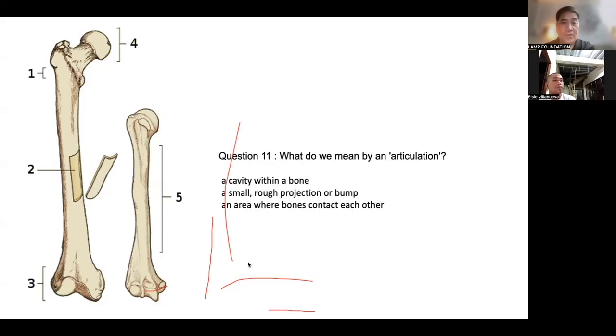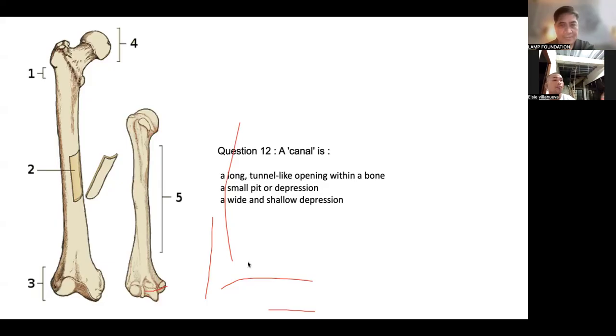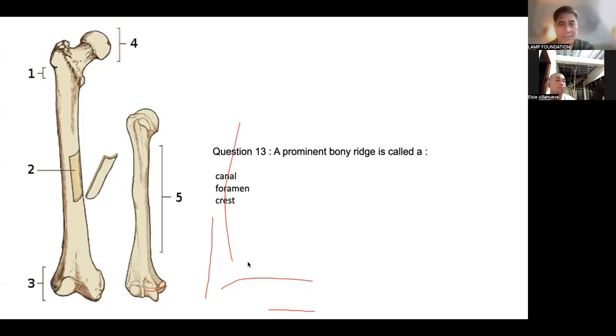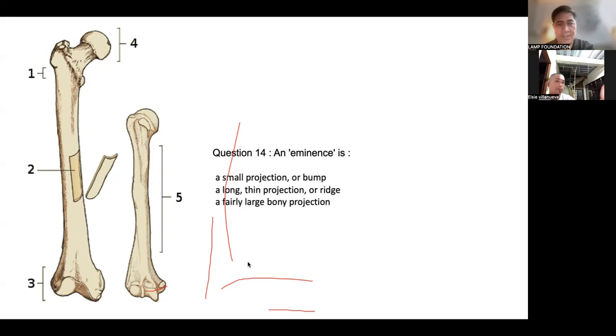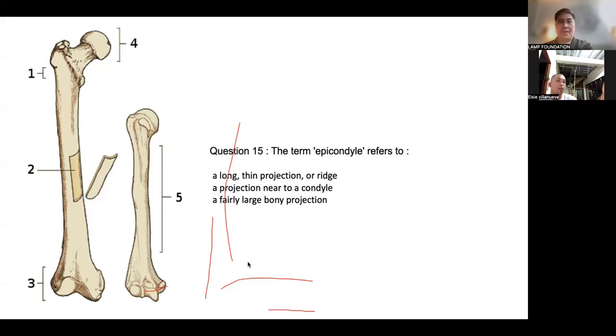The area between the head and shaft of a long bone is the neck. What do we mean by articulation? An area where bones contact each other. Canal: a long tunnel-like opening within a bone. Prominent bony ridge: crest. Eminence: the small projection or bump. Epicondyle: a projection near to a condyle.